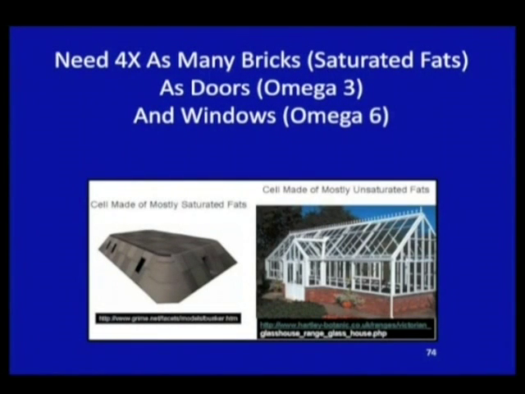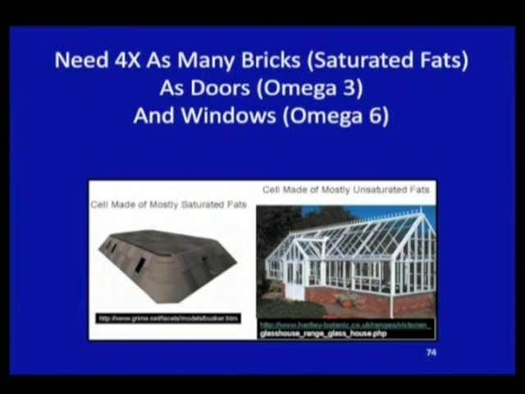There are basically 2 types of fats, saturated fats and omega fats. The saturated fats function much like bricks, and the omega fats function much like doors and windows. If you were to build a house out of just bricks, it would be very substantial, but you couldn't use it because you can't get in and you can't get out.